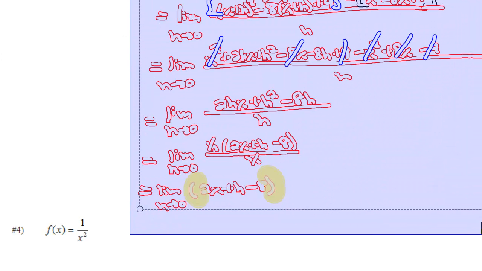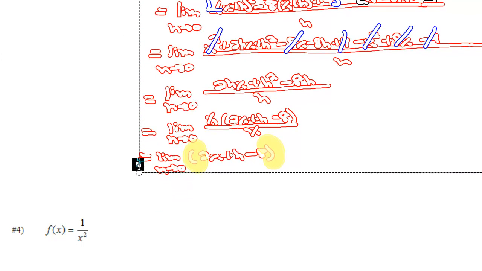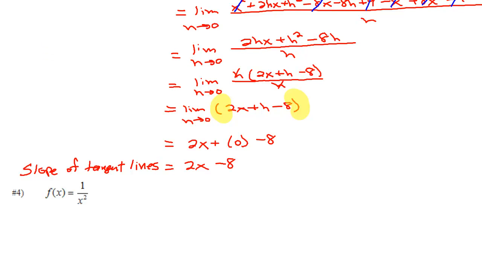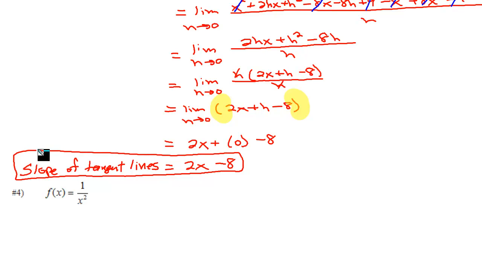Let me give myself a little more room. Now we can evaluate the limit. To do so, we simply replace all the h's with zeros. Gives us the slope of all tangent lines is 2x minus 8.